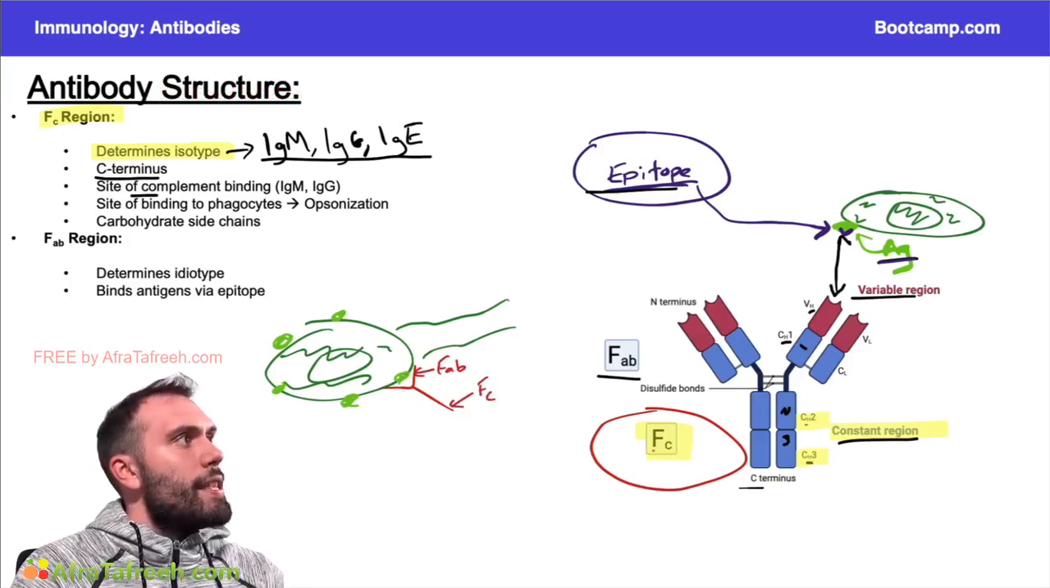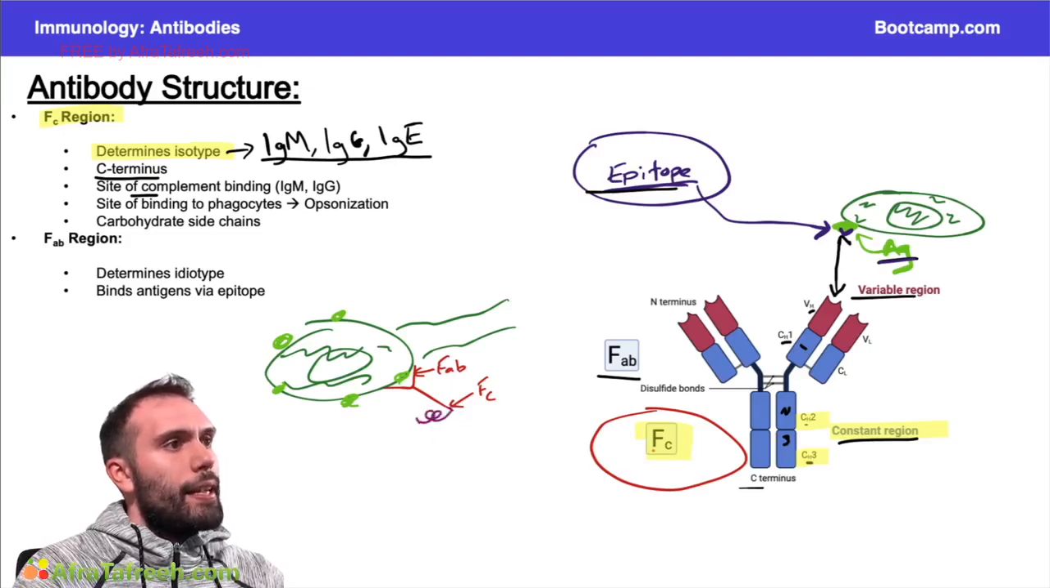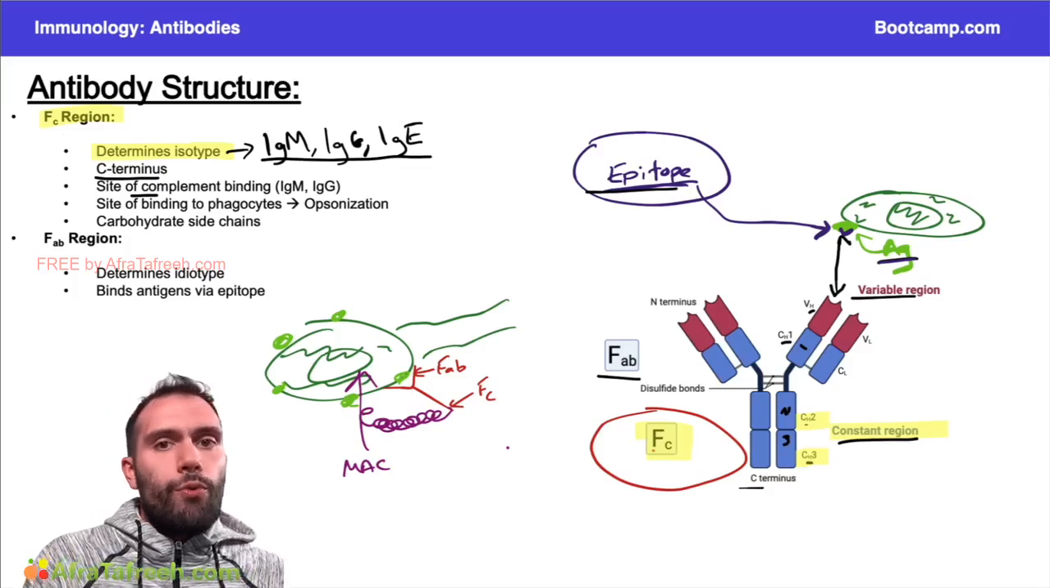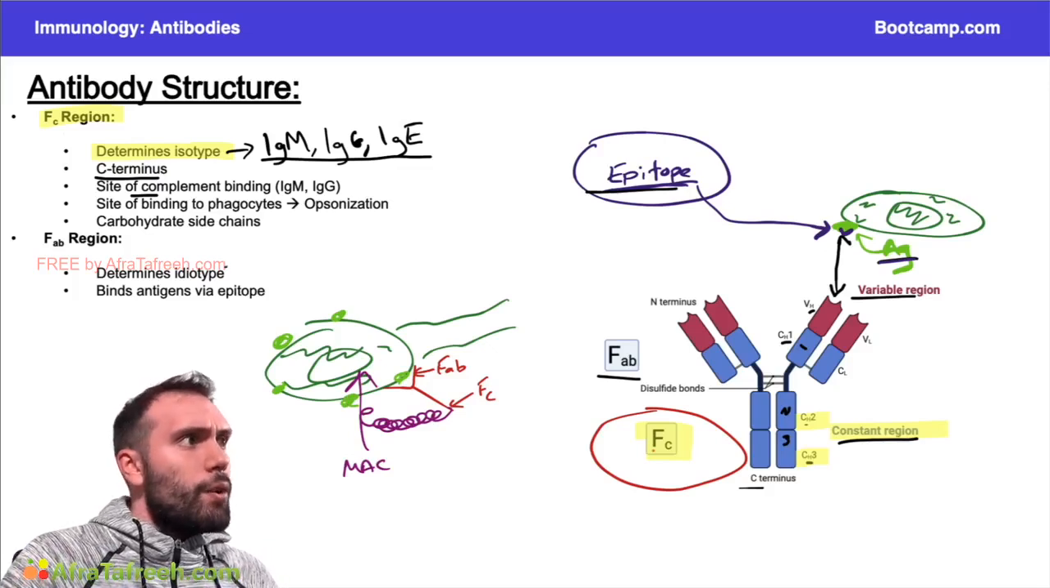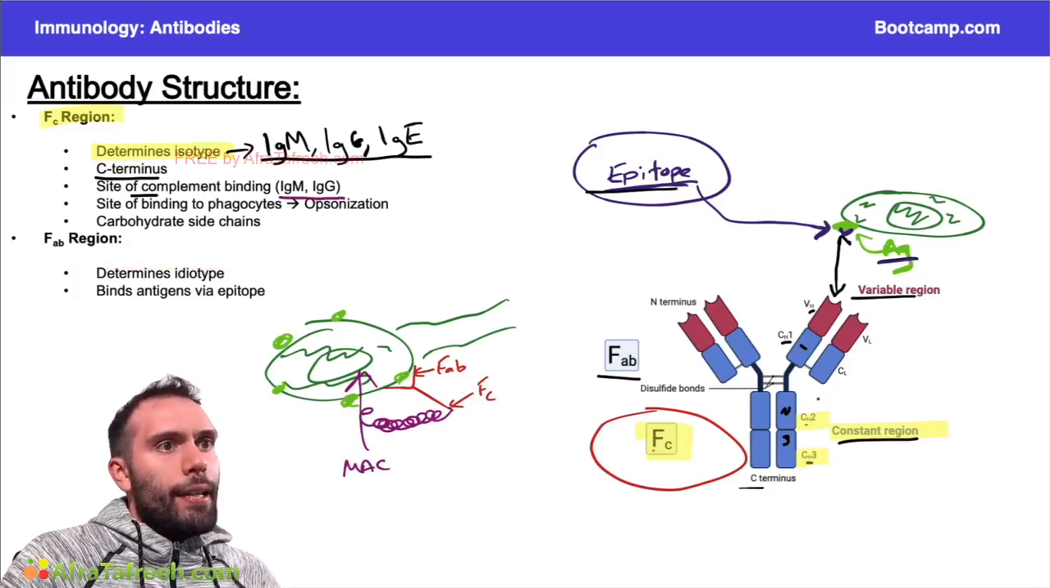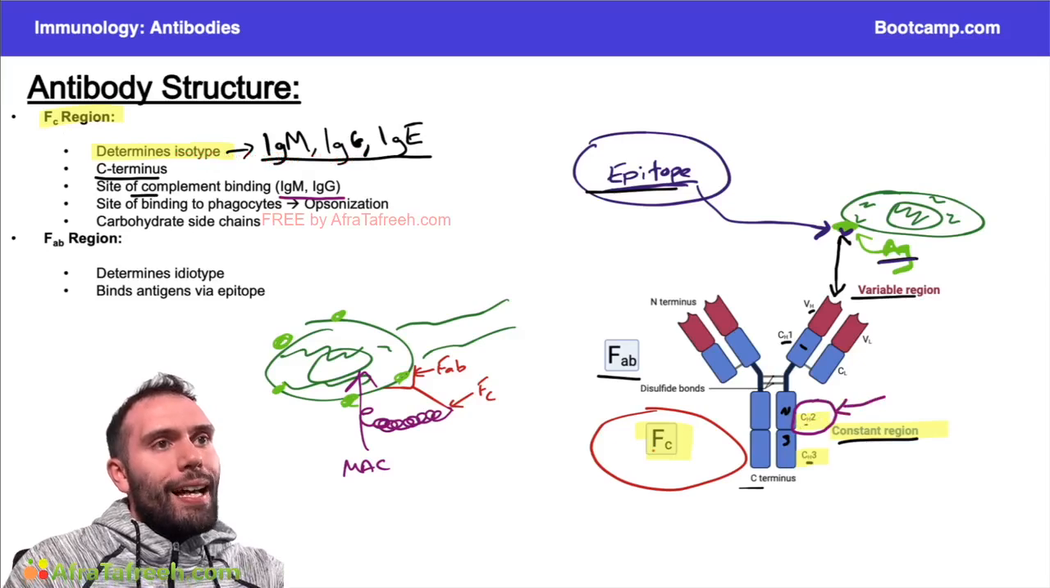Now, once that binds, we can then activate the complement cascade, right? So we can get complement to activate its cascade and eventually lead to a membrane attack complex punching holes through that bacterial cell membrane. Okay, so that's what we're talking about with complement binding. And again, this happens with IgM and IgG. Specifically, the complement will get activated by this portion here, the CH2 constant region. So that is the portion where we will have complement binding.